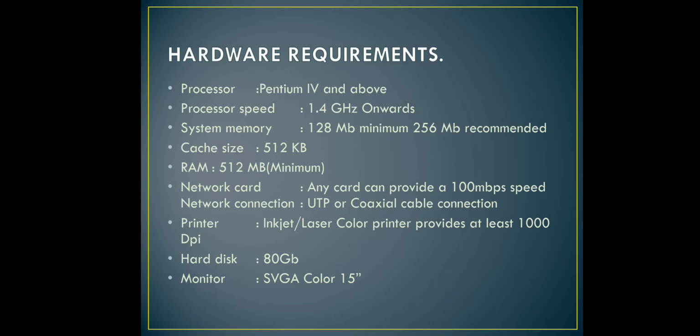Hardware requirements: processor should be Pentium 4 and above. Processor speed should be 1.4 GHz onwards. System memory should be 128 MB minimum and the recommended memory should be 256 MB. Cache memory is 512 KB, RAM 512 MB minimum, and we need a printer. Hard disk 80 GB, monitor SVGA color 15.